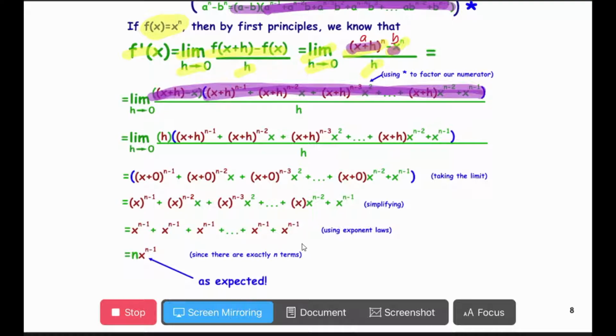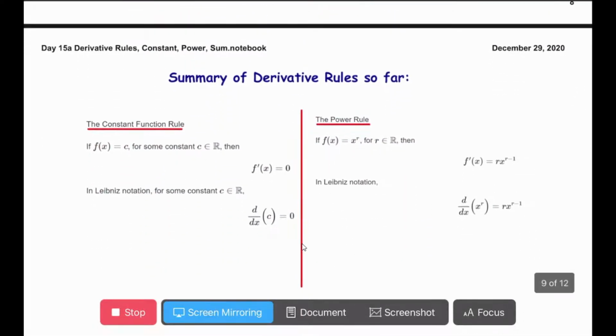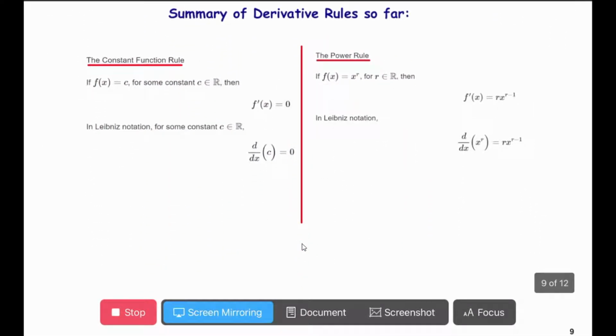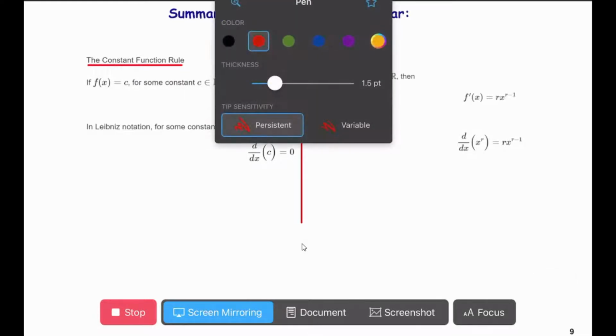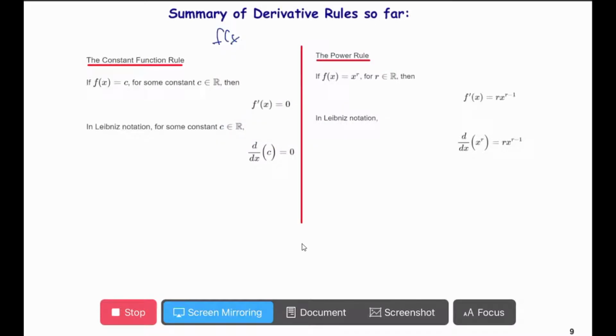Let's summarize what we've learned so far with our derivative rules. So, summary of derivative rules so far, we have learned the constant function rule, and so I might apply this to a function like f of x equals 3. If f of x equals some constant value c, where the constant c is an element of the reals, then the derivative f prime of x is equal to 0. And in my Leibniz notation, for some constant c an element of the reals, d dx of c is equal to 0.